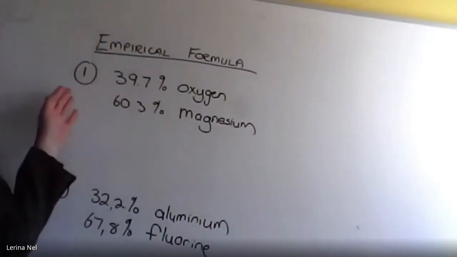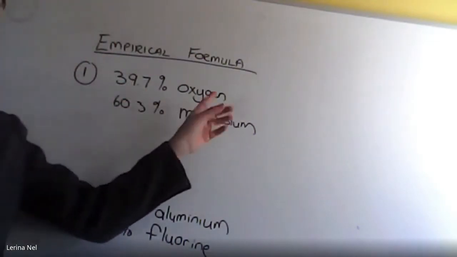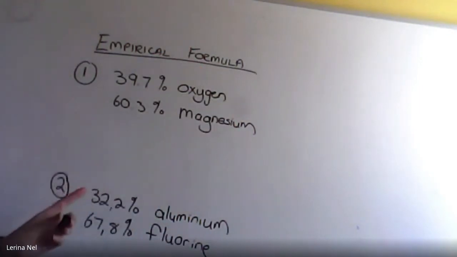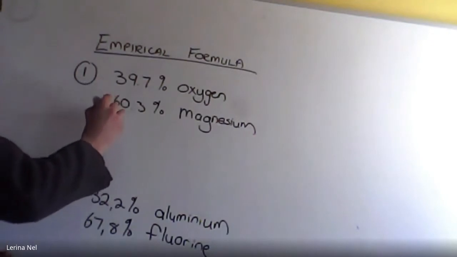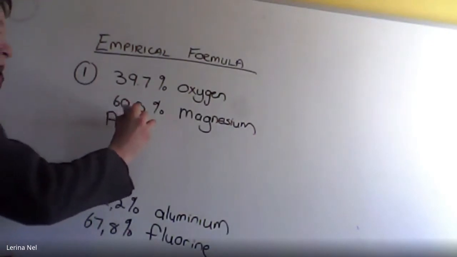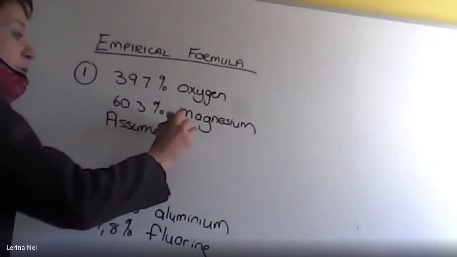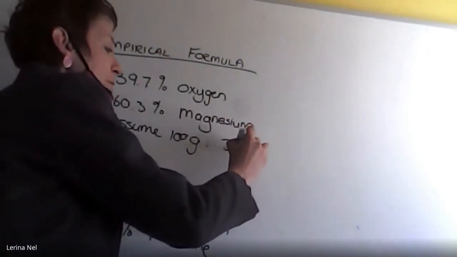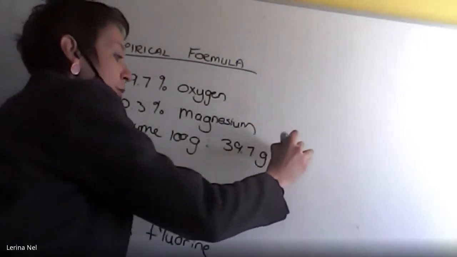Okay, so the first thing that we are going to do here, step number 1, is assume that we have 100 grams of this one. So if we have 39.7% of 100 grams, we actually have 39.7 grams of oxygen.